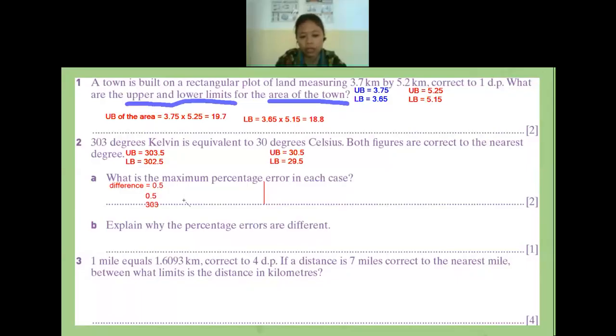We need to compare the 0.5 and the 303 because this is about a percentage, so we need to multiply it by 100% to make it into percentage. You can calculate using a calculator. This type of question is usually allowed to use a calculator, so this will be the percentage of error. How many percent is it? 0.5 by 303 times 100%.